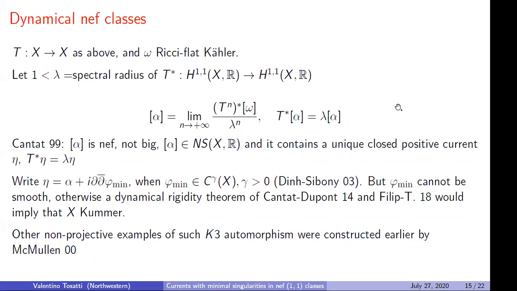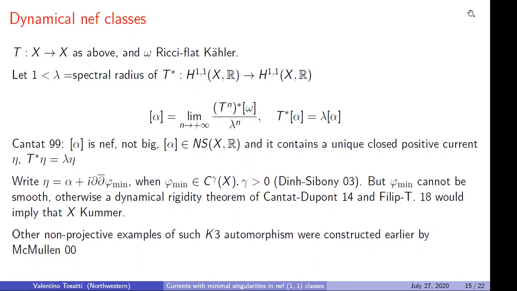And more importantly, he proved that it contains a unique closed positive current that you can call eta. And this current, therefore, must be itself expanded. So you can pull back closed positive (1,1) currents under automorphisms. And this pullback of eta is lambda times eta. So eta, in other words, you can write it as alpha plus i d d-bar phi min. Eta is the unique closed positive current. And Dinh and Sibony proved that phi min is actually Hölder continuous. I mean, Cantat had proved earlier that it's continuous. It's in fact Hölder.